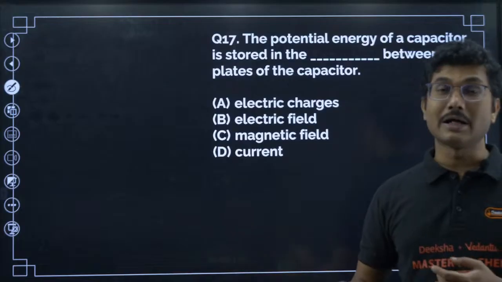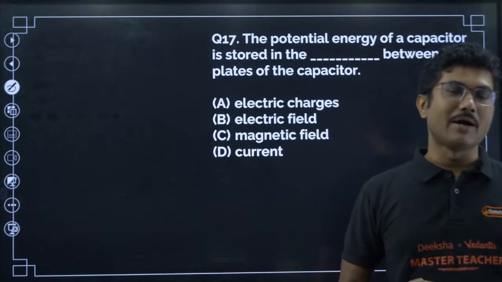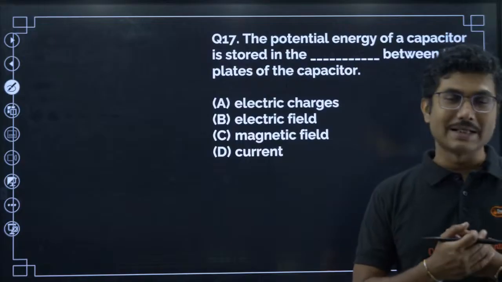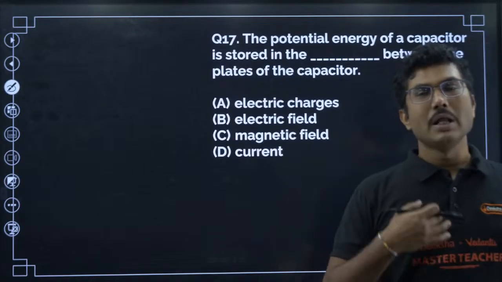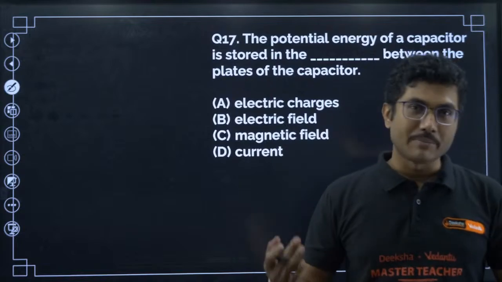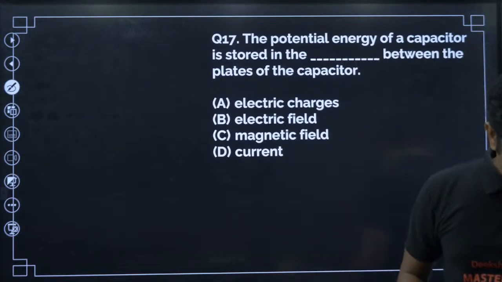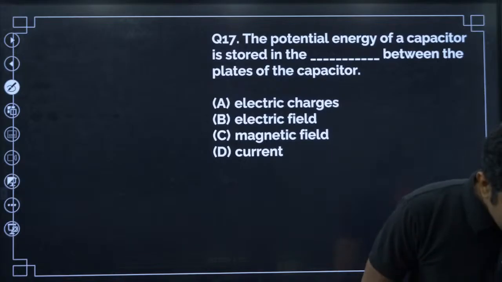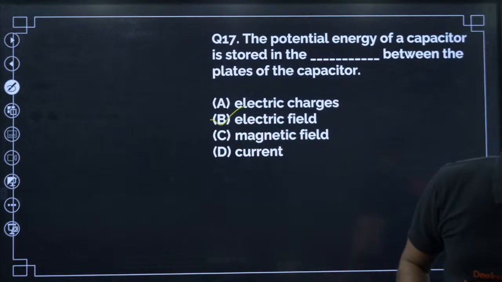If you are in college, listen to the lectures and try to understand. Whatever doubts you have, ask the teachers that these are my doubts. If you still have some doubts, you can come to us. We will be conducting live classes from time to time, and that's how you can build up on your doubts, right? Electric field, yes, the correct answer is electric field, option B.